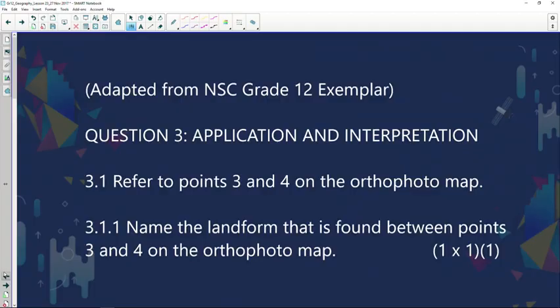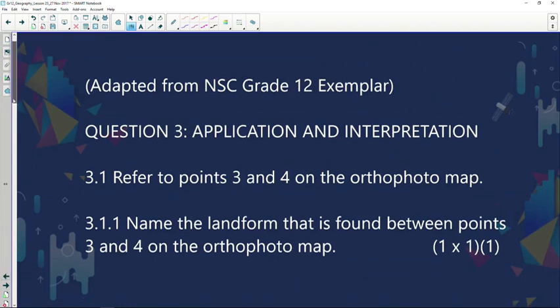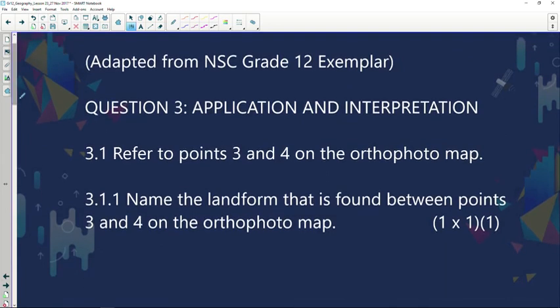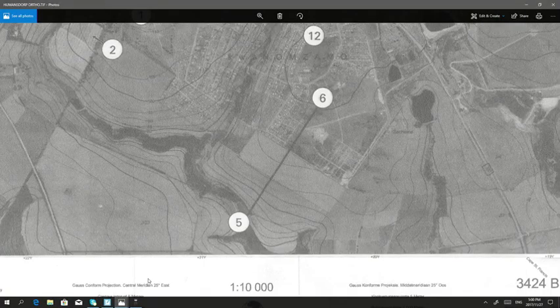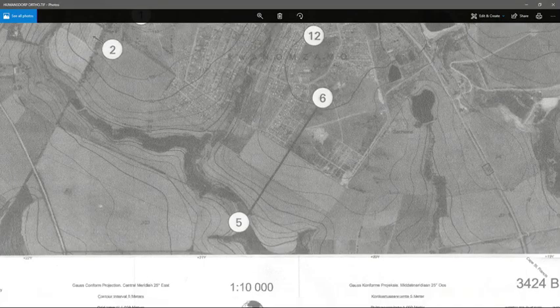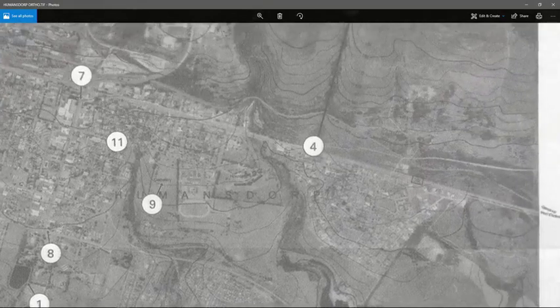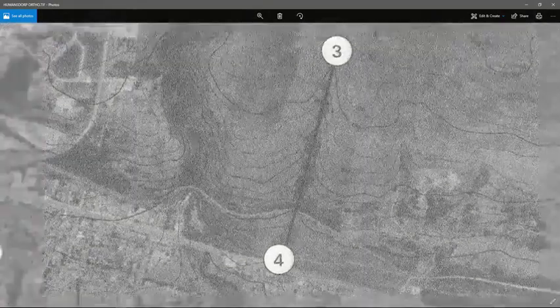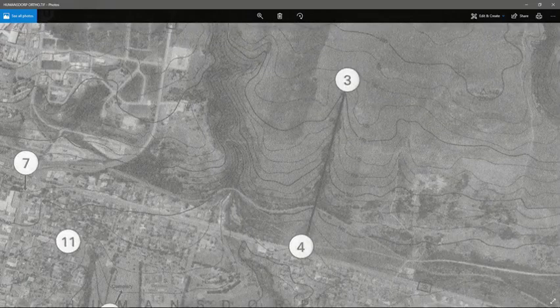Question 3 is application and interpretation. So this question is going to relate to a bit of theory as well. Very important. Okay. Refer to points 3 and 4 on the orthophoto map. Name the landform that is found between 3 and 4 on the orthophoto map. So let's quickly go and have a look on our orthophoto map. If you look at 3 and 4, where it's situated, you can see over there, 3 and 4 situated over there.